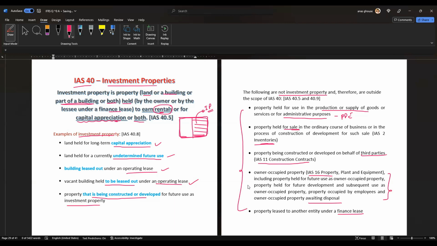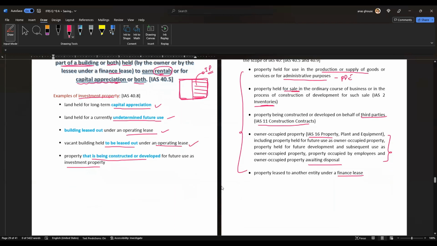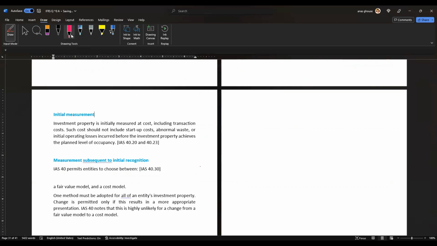Okay, so now what is the treatment under IAS 40? Let's look at the treatment. How do you recognize the investment property? The initial measurement: the investment property is initially measured at cost, including transaction cost. Such cost should not include startup cost, abnormal waste, or initial operating losses incurred before the investment property achieves the planned level of occupancy. Okay, so basically, the initial measurement should be at cost.